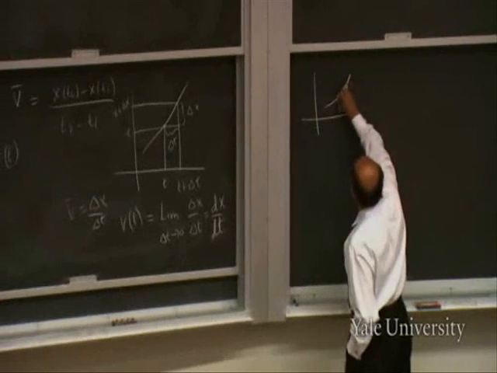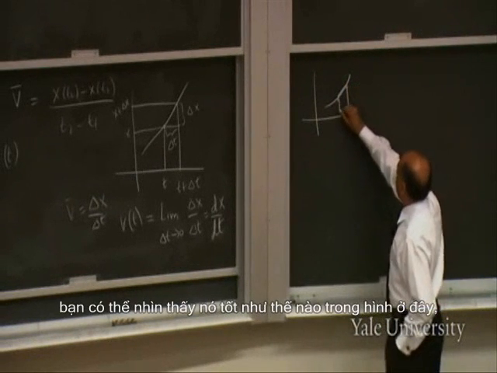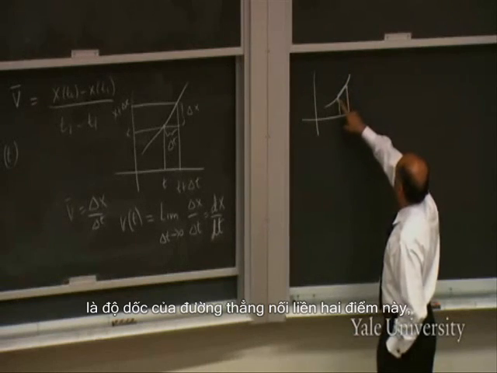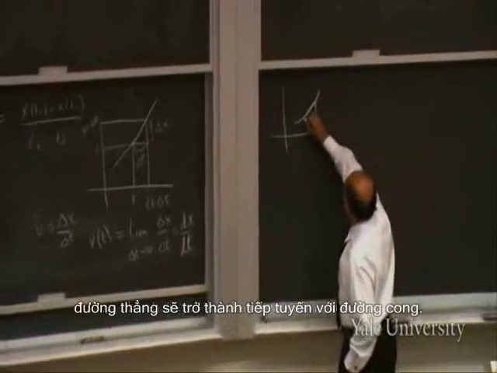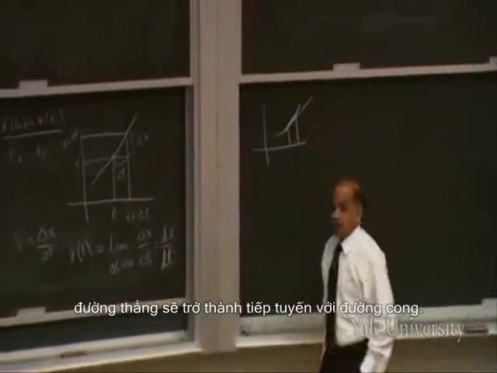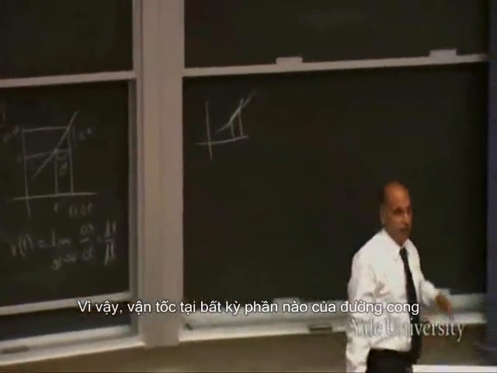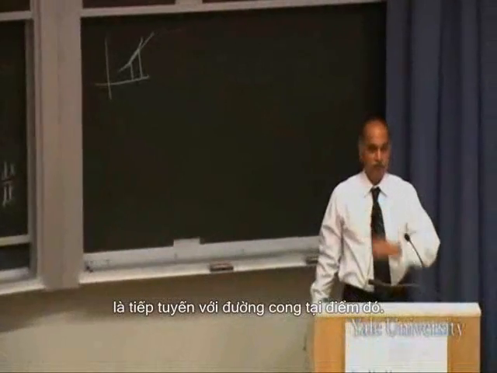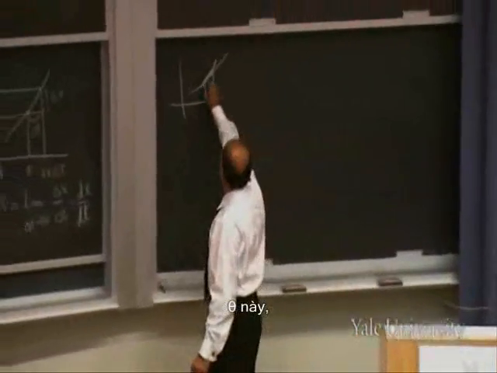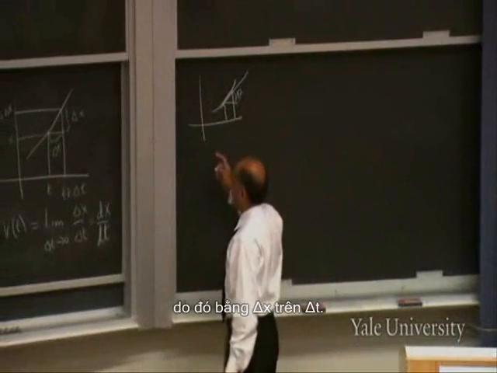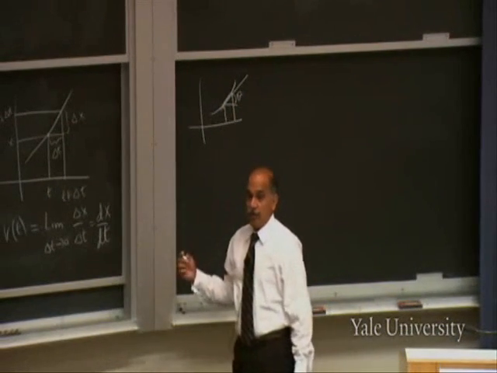Delta x over delta t, I don't know how well you can see it in this figure here, is the slope of a straight line connecting these 2 points. And as the points come closer and closer, the straight line will become tangent to the curve. The velocity at any part of the curve is a tangent to the curve at that point. It is the tangent of that theta. This angle is theta, then delta x over delta t by trigonometry is tan theta.